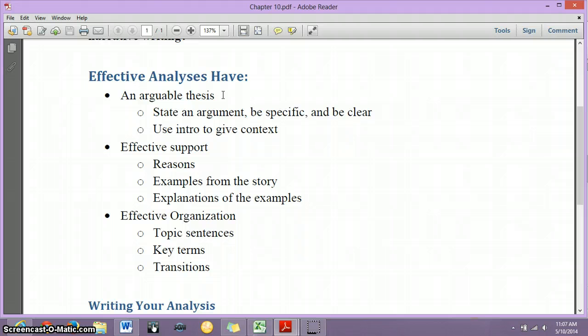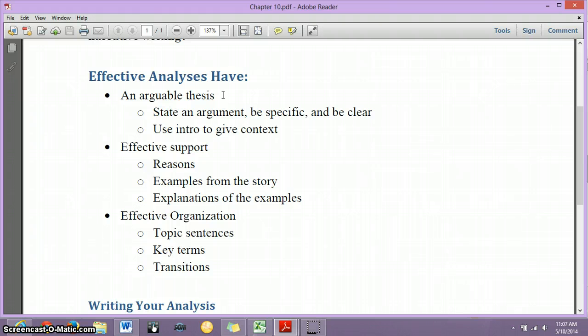So again, your introduction is extremely important as you begin this paper. So make sure you provide proper context, and make sure that your thesis statement is an argument. All right, and then once you establish that, once you get the main focus of your paper, then you have to provide effective support in order to prove your thesis is valid and viable.